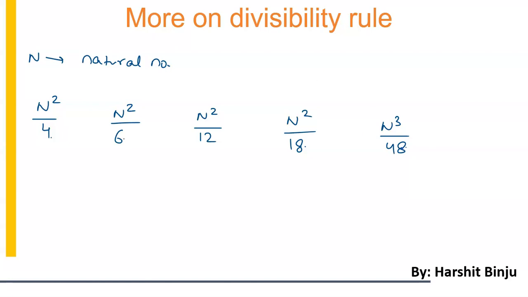So for example, when you do n square is completely divisible by 4, that means I can rewrite this as n into n is completely divisible by 2 into 2. When you prime factorize 4, it will come out to be 2 into 2. When you prime factorize n square, it will come out to be n into n, because n is a natural number, right? Now, if I want to find out the smallest possible value of n, I have two 2's in the denominator.